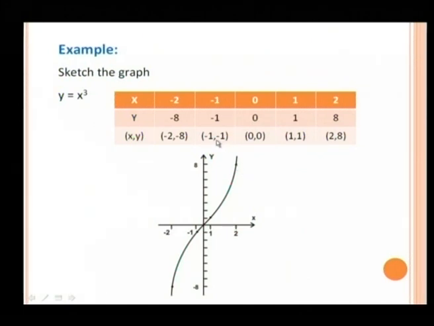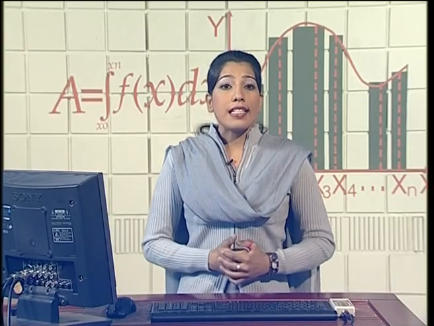If we consider the fourth ordered pair, which is minus 1 and minus 1, we will have minus 1 for x-axis and minus 1 for y-axis. And for the last ordered pair, which is minus 2, minus 8, we will consider minus 2 for x-axis or abscissa value and minus 8 for y-ordinate. By joining all these points, we will get this resulting curve, which would have a graph in the first quadrant and in the third quadrant.